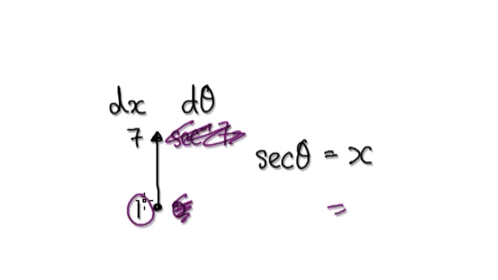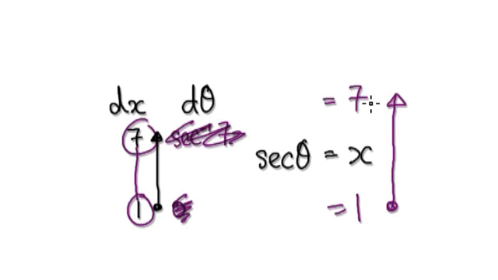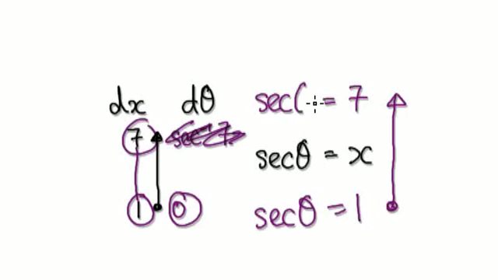So when we're integrating from 1 all the way to 7, we are really looking for secant of what gives us 1. Well, secant of 0 will give us 1. So to make our adjustment, it will be 0, and then we're looking for a value such that when you secant it, it will then give you 7.